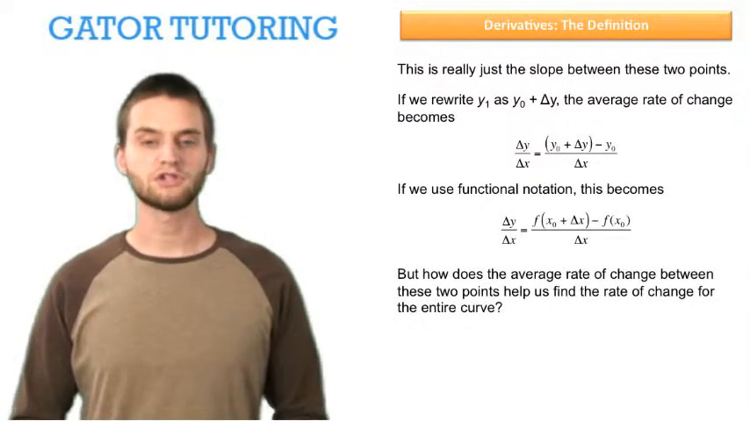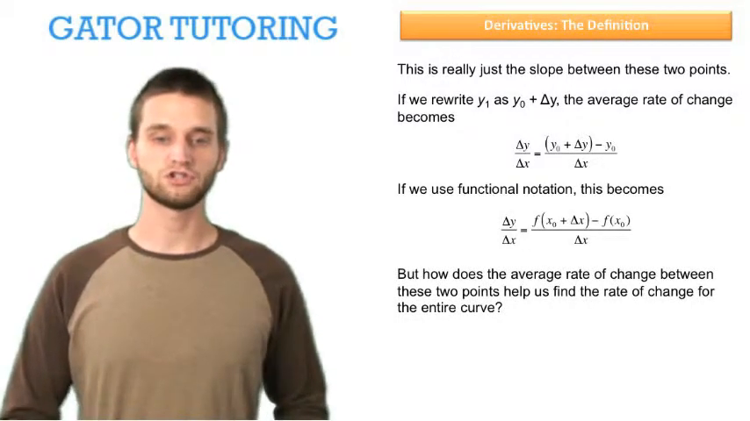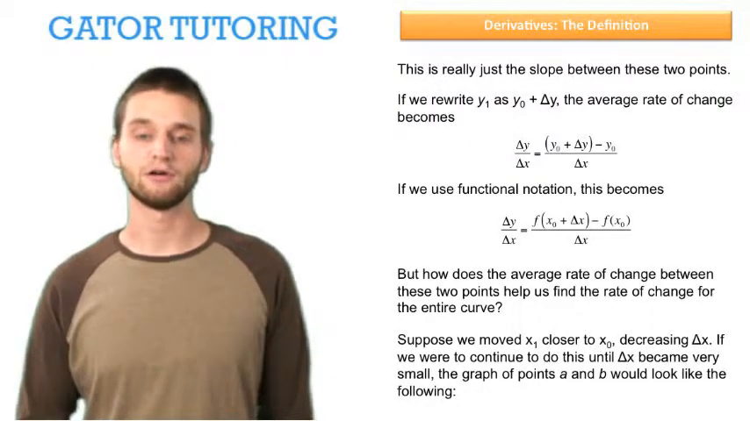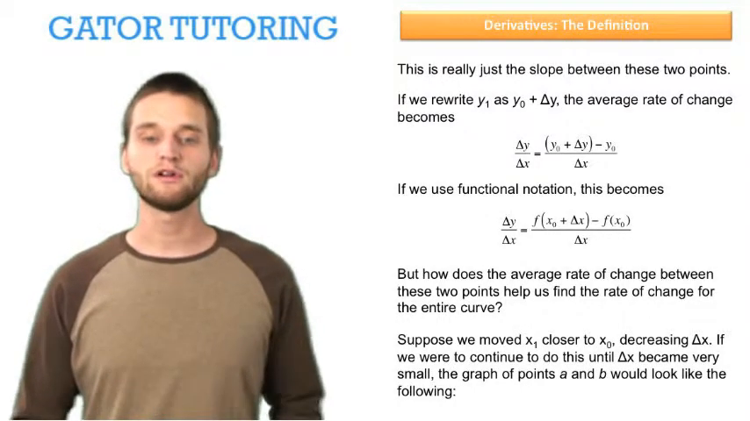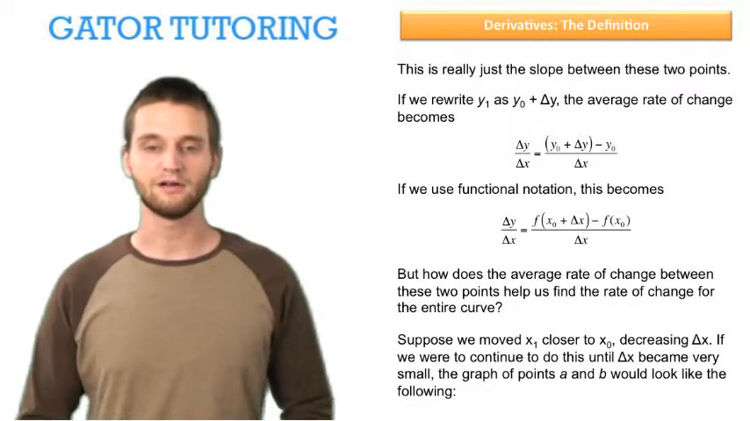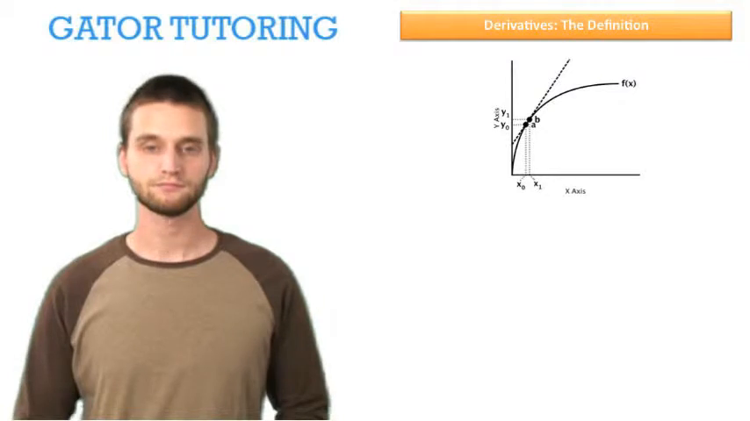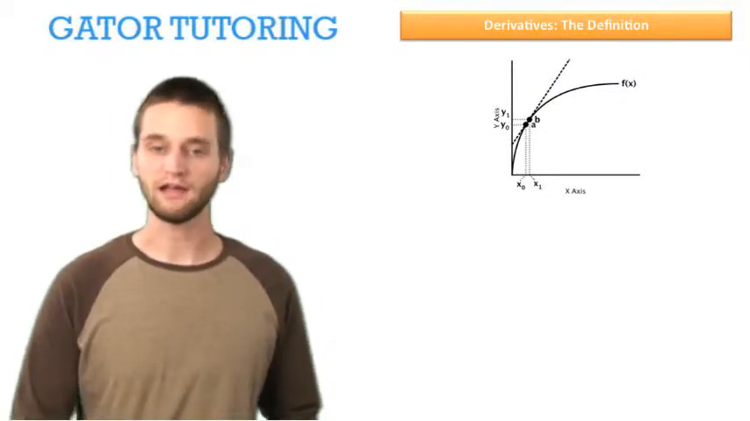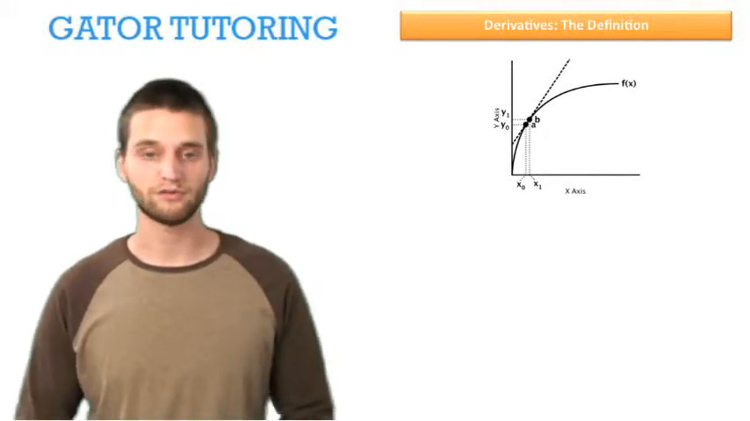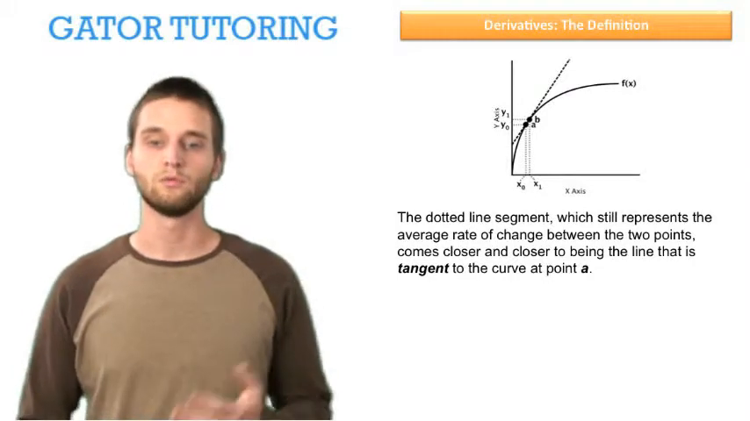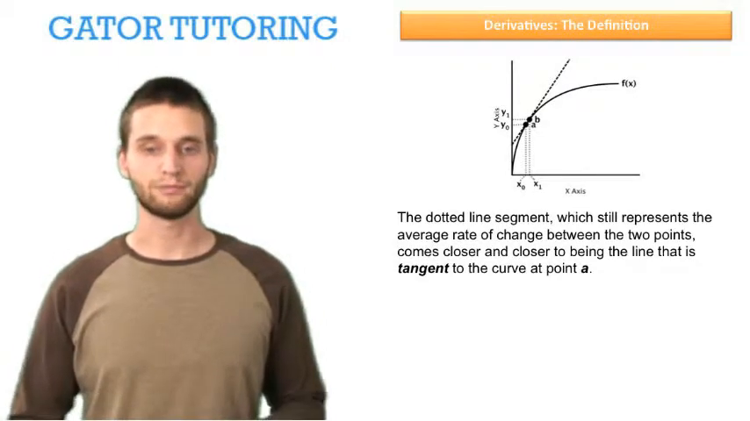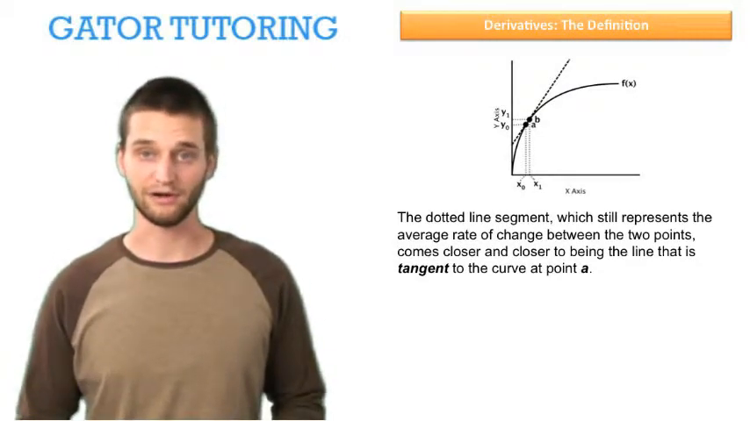But how does the average rate of change between these 2 points help us find the rate of change for the entire curve? Well, suppose we moved x1 closer to x0, decreasing delta x. If we were to continue to do this until delta x becomes very small, the graph of points A and B would look like the following. So here we see point B has moved much closer to A, decreasing that delta x, decreasing the additional change in the x value between the 2 points. The dotted line segment, which still represents the average rate of change between the 2 points, comes closer and closer to being the line that is tangent to the curve at point A.